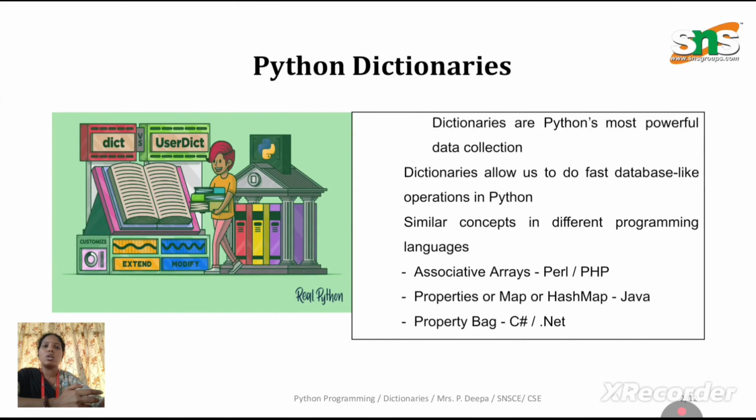It does not allow duplicate values. Each key within a dictionary must be unique. If a duplicate key is added, it will overwrite the previous value associated with that key.